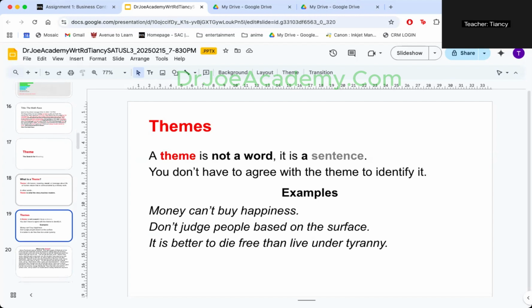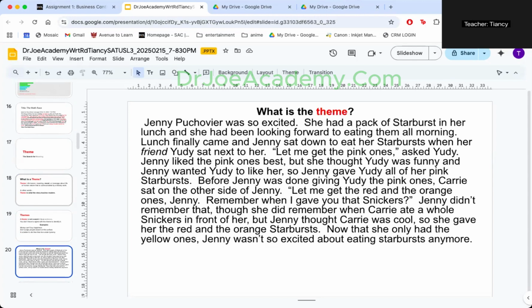Okay, so then a theme is not a word, it is a sentence. So a theme is essentially a moral message, a life message. So money can't buy happiness, don't judge people based on the surface. All of these are themes.